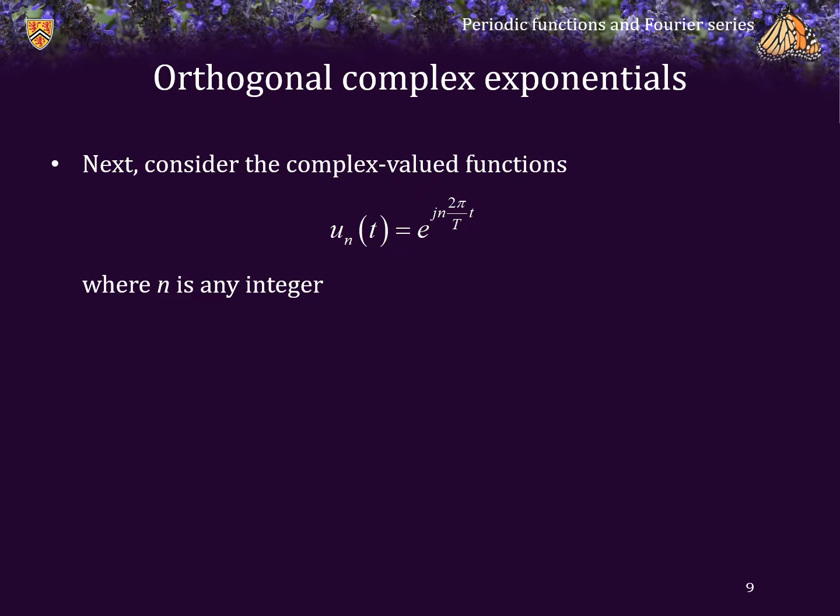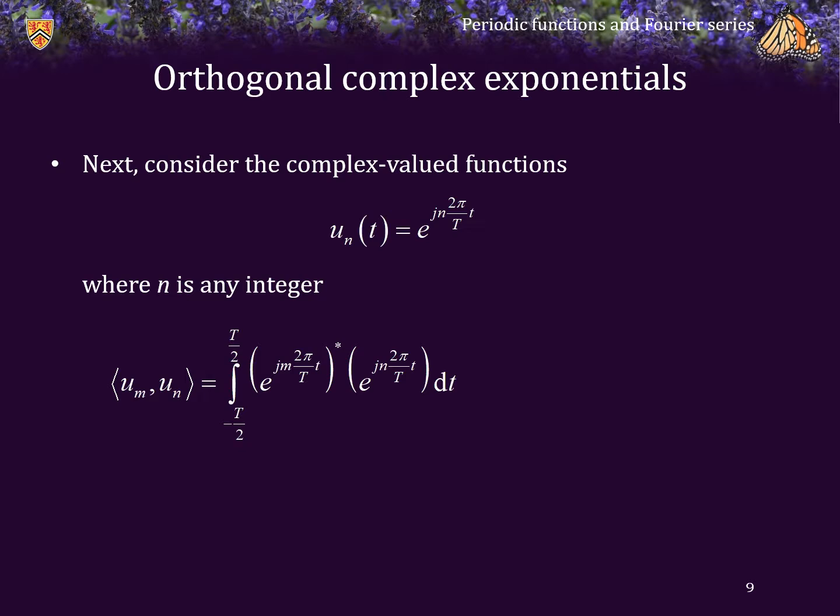Next, I'd like you to consider the following collection of complex valued functions. U sub n of t is defined as e to the jn of 2 pi over capital T, T being the period, times the variable t, where n can be any integer, positive or negative. Let's calculate the integral of u sub m times u sub n. In this case, we are taking the conjugate of the function u sub m times u sub n.